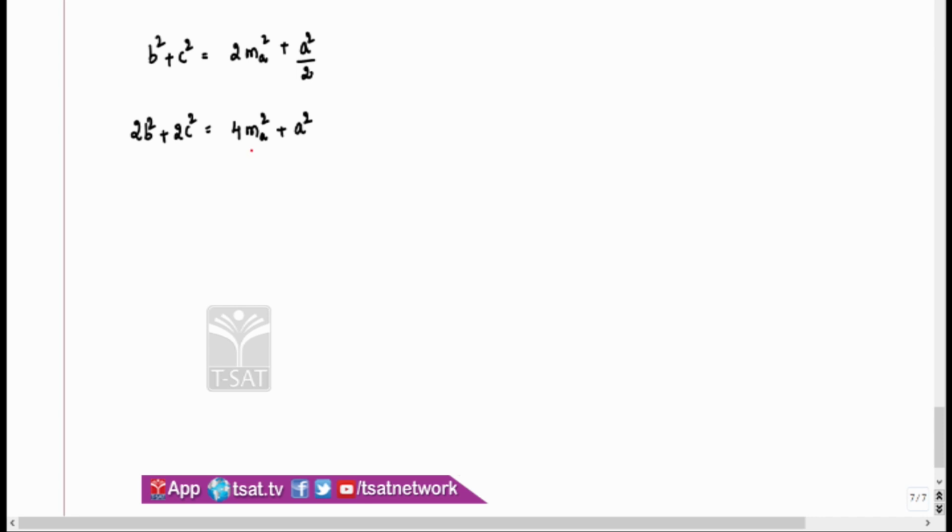From this, if you try to get ma, ma square is equal to 1/4 of 2 times of b square plus 2 times of c square minus a square. So the median with respect to side a is 1 by 2 under root of 2 into b square plus 2 into c square minus a square. This is the length of the median with respect to side a.